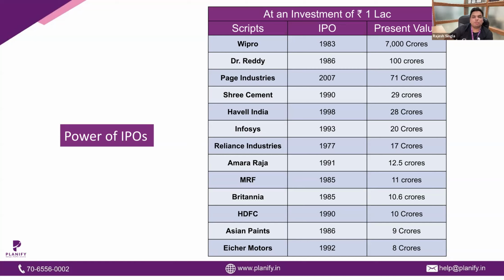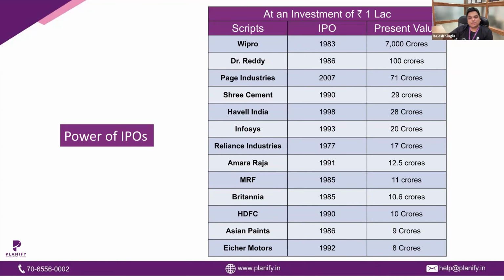Similarly, if someone would have invested only 1 lakh rupees in any of these counters, say in Eicher Motors, a company which creates Bullet bikes, that 1 lakh rupees itself will become 8 crores. In Asian Paints, if someone would have put in 1 lakh, today its net worth is close to 9 crores. For HDFC it is 10 crores, and so on and so forth. For Infosys, it's close to 20 crores. For Dr. Reddy's, it is close to 100 crores. And Wipro, it is a whopping amount of 7,000 crores.